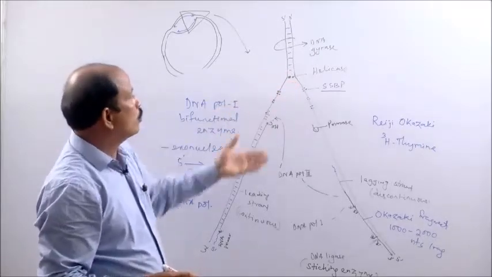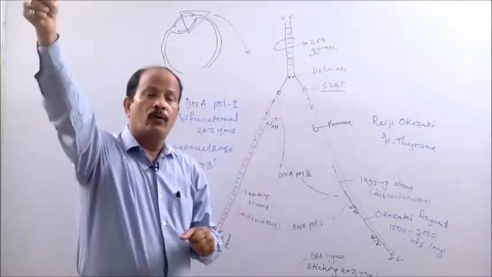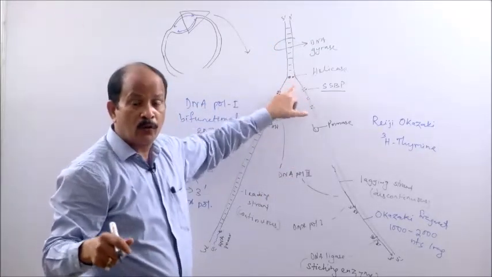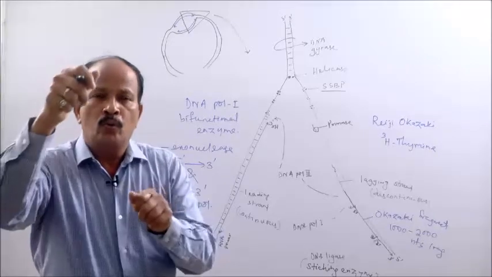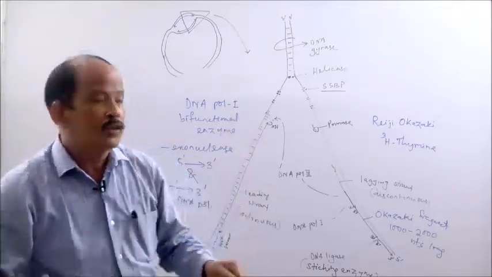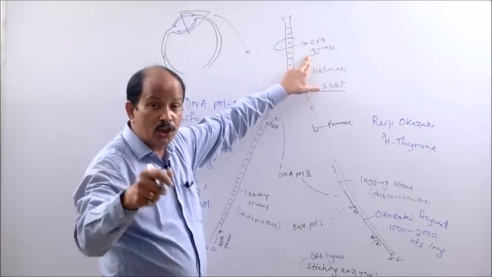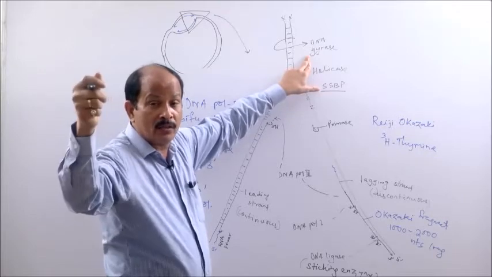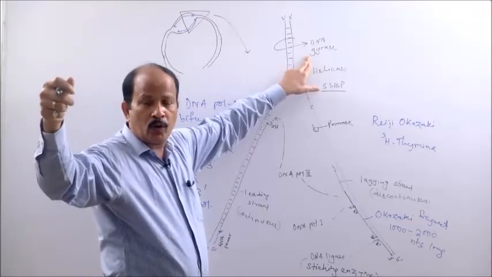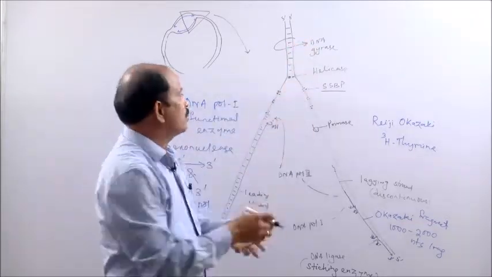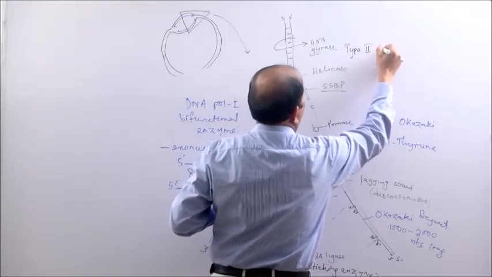And one more enzyme. If you go on unwinding the DNA ahead of the fork, there is supercoil formation, tangling. To relax the tangles or supercoils ahead of the replication fork, there is another kind of enzyme called DNA gyrase. It unwinds or relaxes the torque ahead, the supercoil formed ahead. Its mechanism: it is a type 2 topoisomerase.